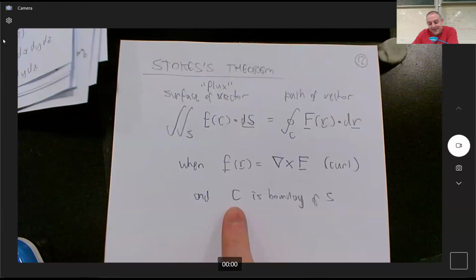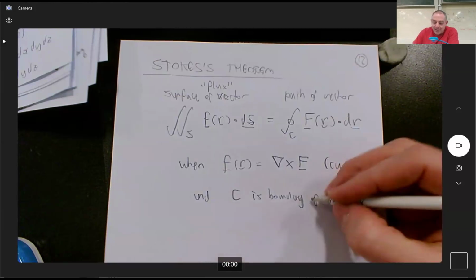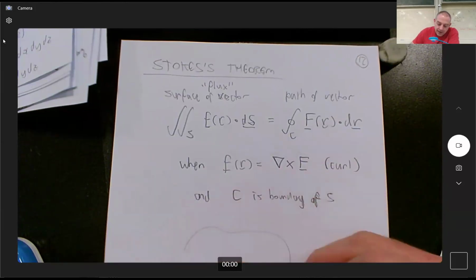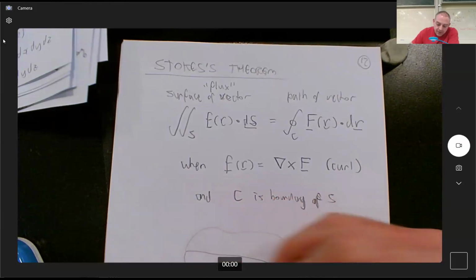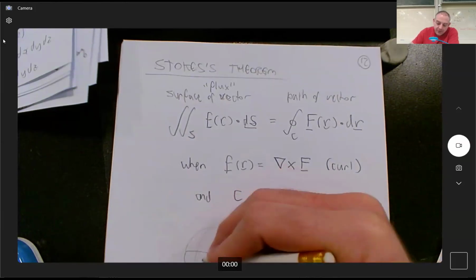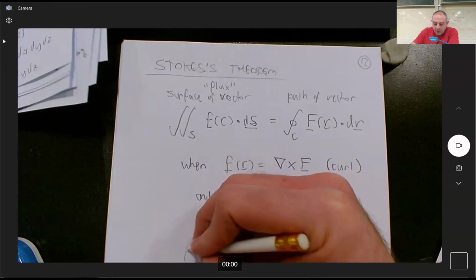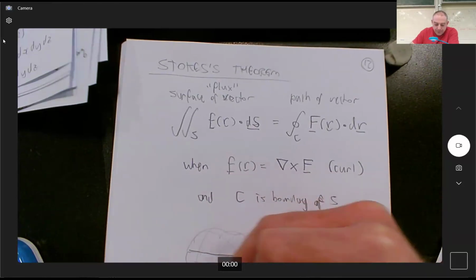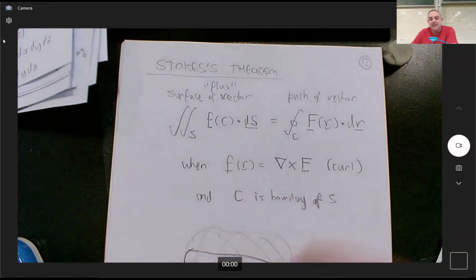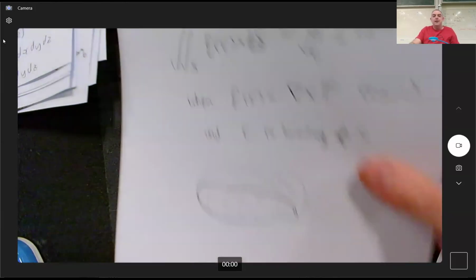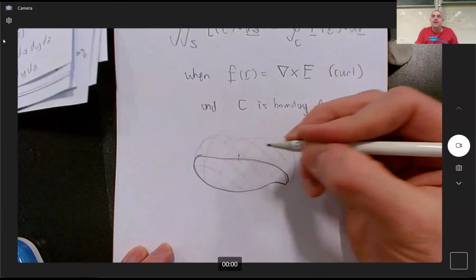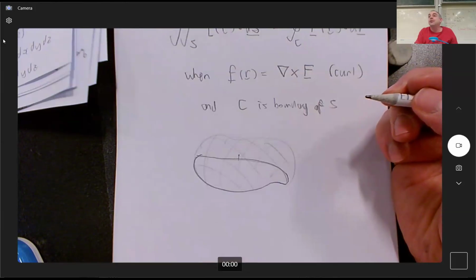So anyway, C is the boundary of S. It's important that S can look like anything at all, and it doesn't close up to itself. The surface has an edge. And you know that a surface has an edge if when you are nearby to it and you keep going in that direction, you fall off the surface.